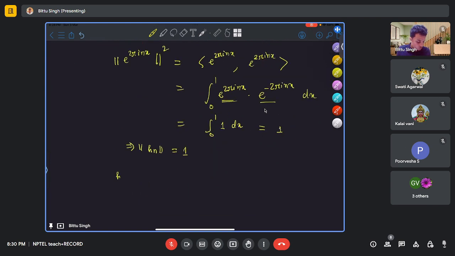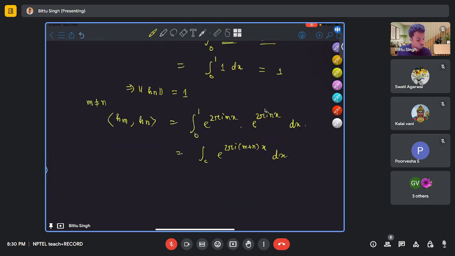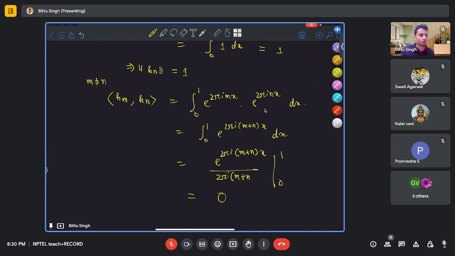Now if you take two different vectors, hm and hn, m not equal to n, and take the inner product, by definition it is the integral of e to the power 2 pi imx times e to the power minus 2 pi inx with respect to dx, which is e to the power 2 pi i (m minus n)x dx from 0 to 1. This is the same as e to the power 2 pi i (m minus n)x divided by 2 pi i (m minus n). If you put 0 and 1, both will be the same thing, so we are getting 0 here.